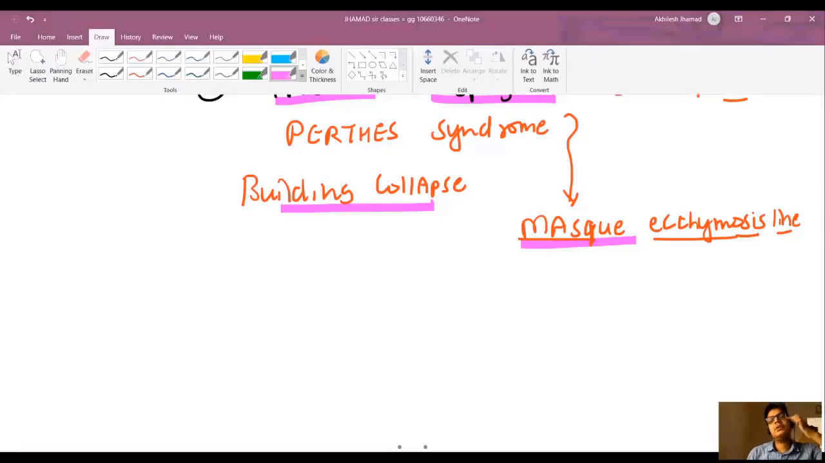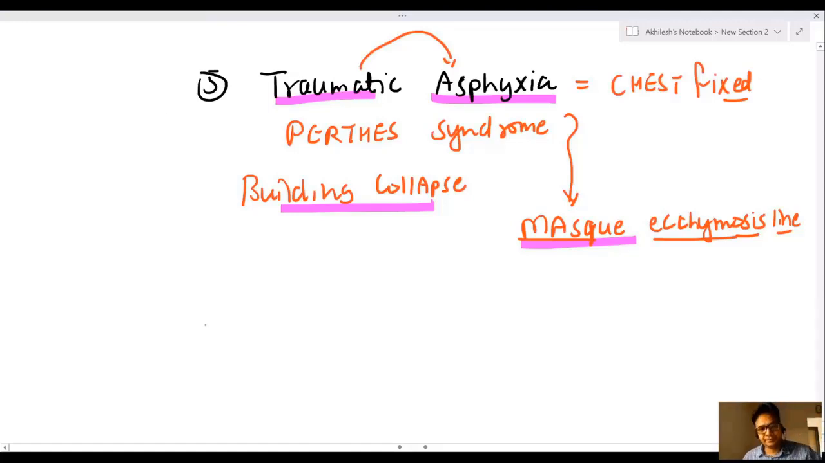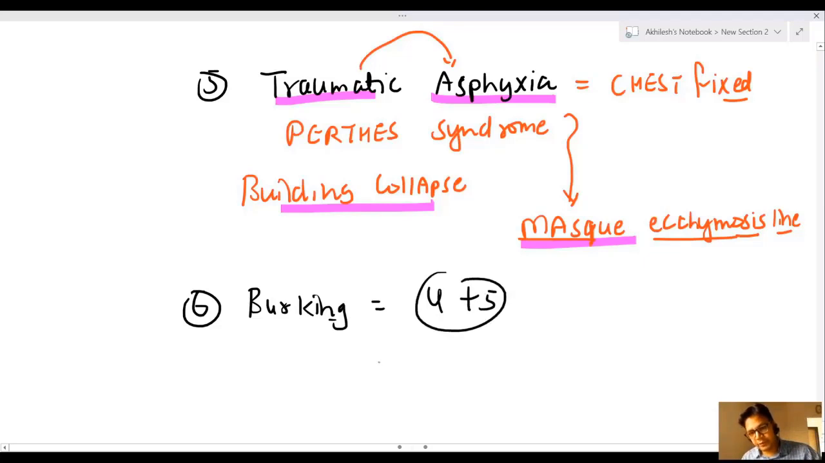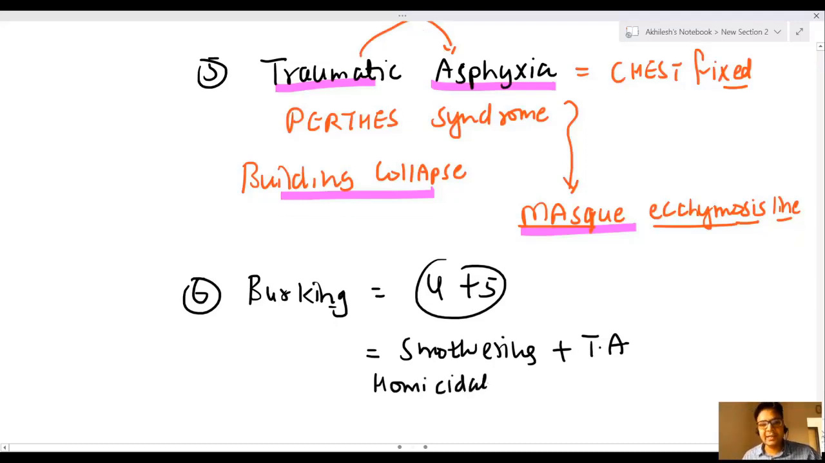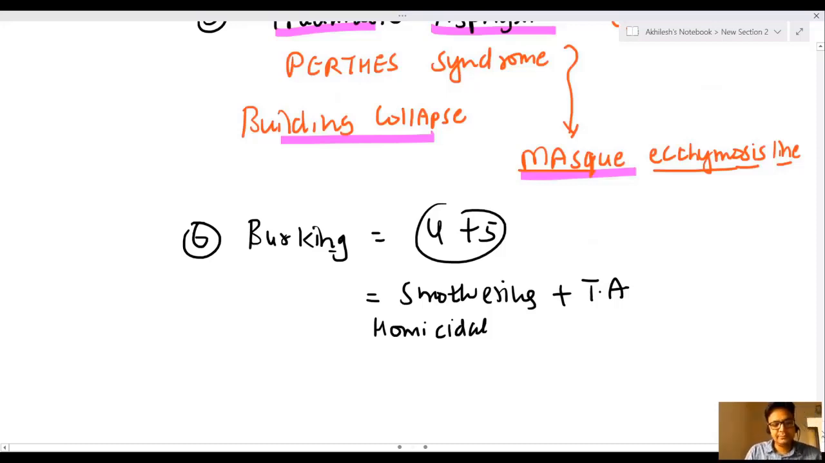Now, number six, that is burking. What is burking? It is a combination of four plus five, a combination of smothering plus traumatic asphyxia. This is homicidal smothering. See, if I want to kill a small child, a 5 to 6 year old child, what will I do? I'll sit on his chest and then I'll smother. Sitting on the chest will cause traumatic asphyxia, plus homicidal smothering is burking.